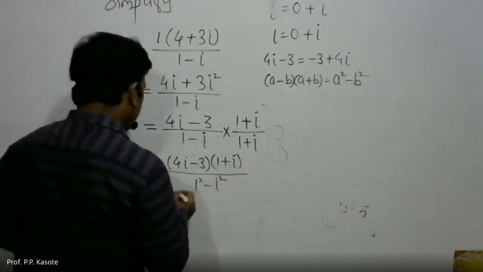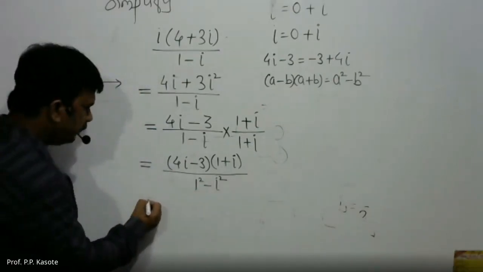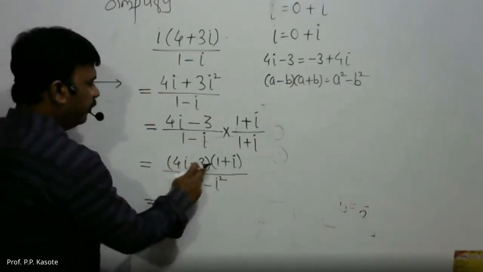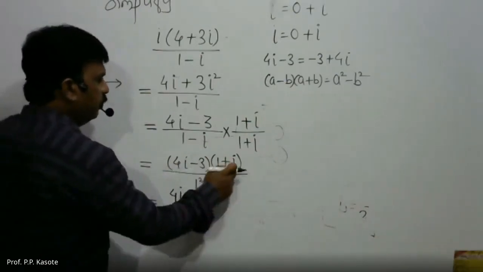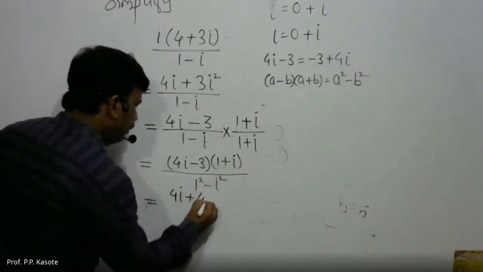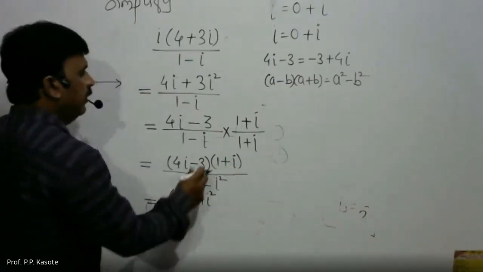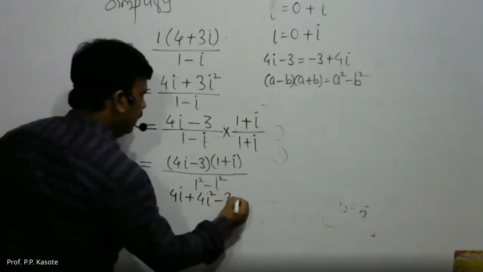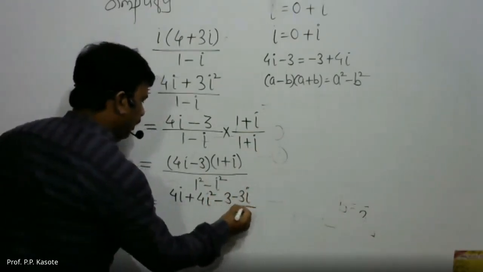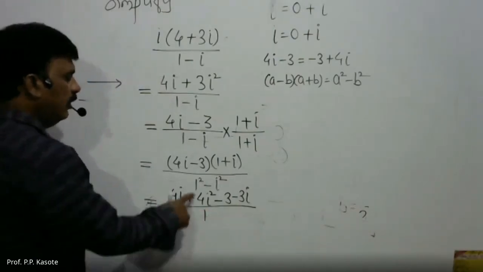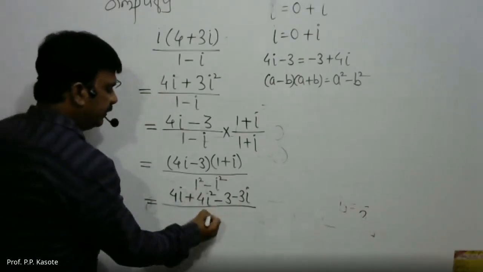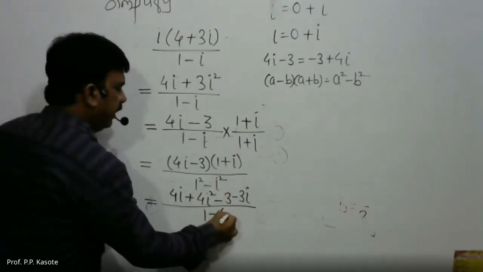Let us simplify the numerator now. Numerator simplify करेंगे. 4i into 1, that is 4i. 4i into i, that is plus 4i square, minus 3 minus 3i, upon, I will write 1 square as 1. डिनोमिनेटर में देखो, 1 square is 1, minus i square का वैल्यू होता है minus 1.